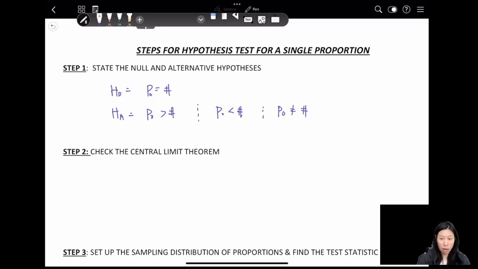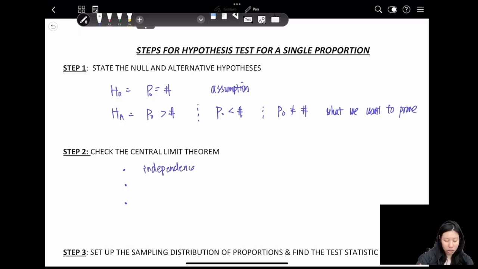Remember, our null hypothesis is our assumption for the population, and the alternative hypothesis is what we want to prove. Okay, and then we check the central limit theorem for three steps: independence, randomization, and the success-failure rate condition.